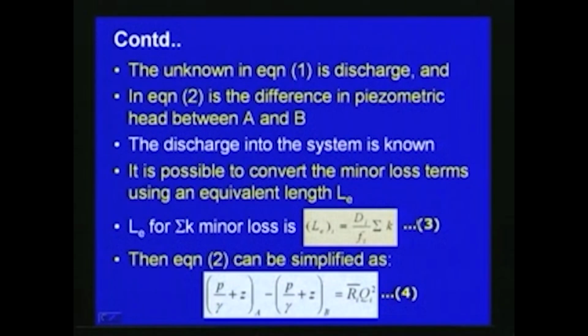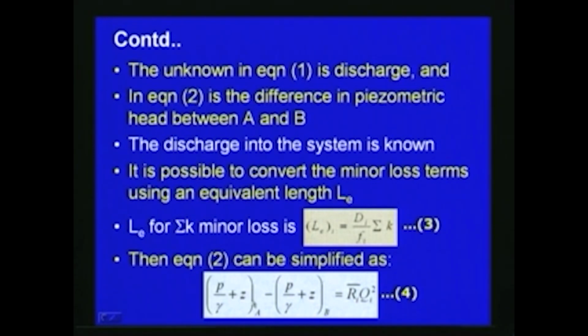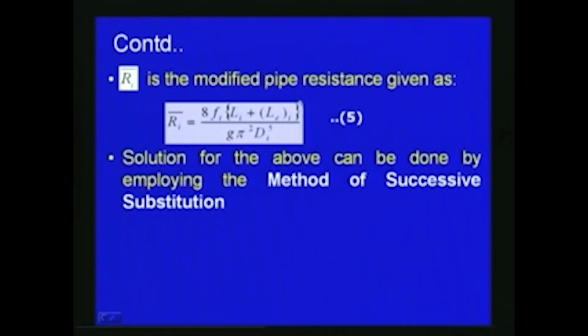The equation corresponding to equivalent length can be written as L E I equal to d I by F I into sigma k, where d is the diameter of the corresponding pipe, F I is the friction factor and sigma k is the loss coefficient. So, L E I equal to d I by F I into sigma k, as given in equation number 3, and then equation 2 can be simplified. If we use this, P by gamma plus Z for A minus P by gamma plus Z for B is equal to R I bar Q I square, where R I bar is the modified pipe resistance, given as 8 F I into L I plus L E I divided by g pi square d I to the power 5.